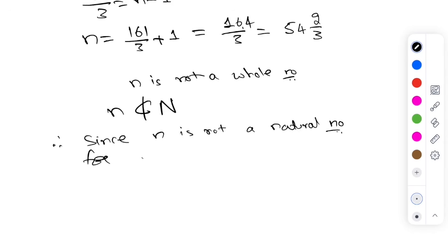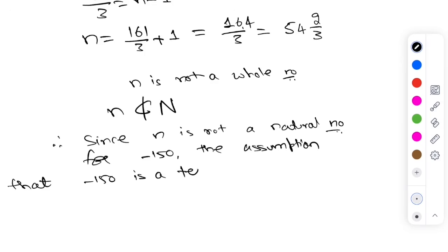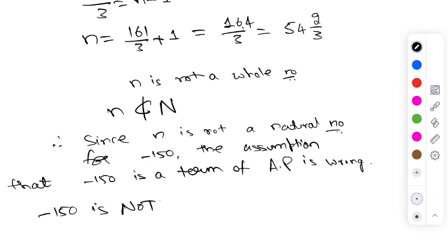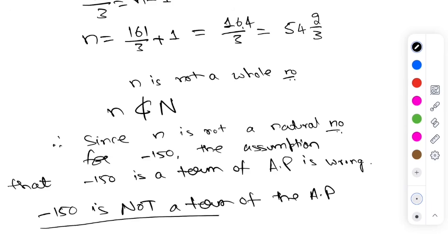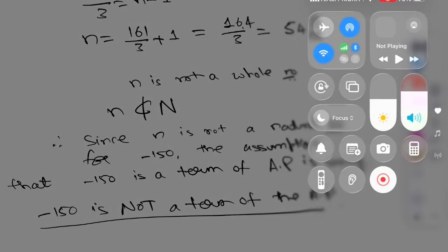the assumption that minus 150 is a term of the AP is wrong. That means minus 150 is not a term of the arithmetic progression.